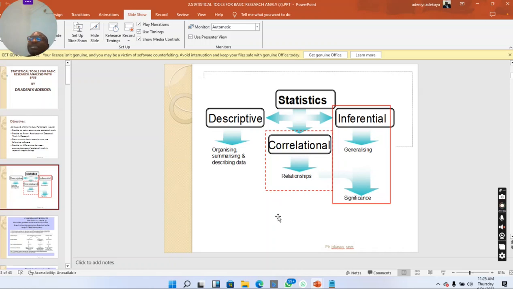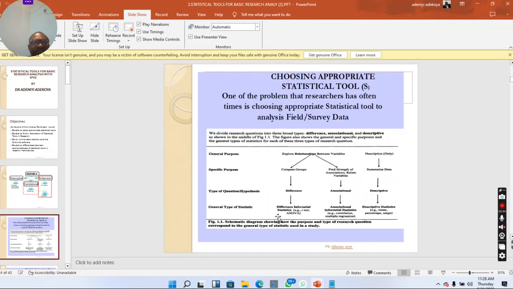However, to draw this inference, several tools are required. Some of the tools we use in drawing inference are correlational tools, hypothesis, estimation tools. So these are tools for drawing inferences. These tools, we will see them as time goes on. Right? Having said that, choosing appropriate statistical tool.